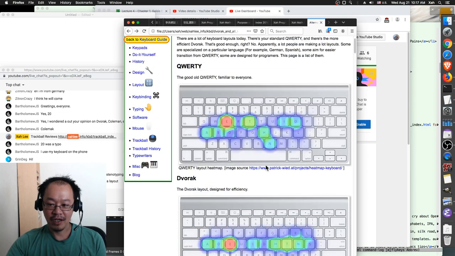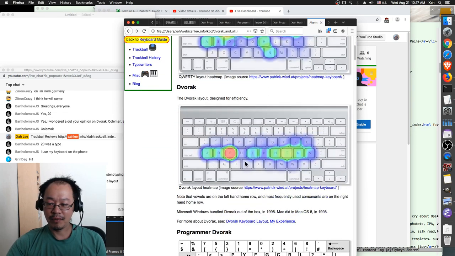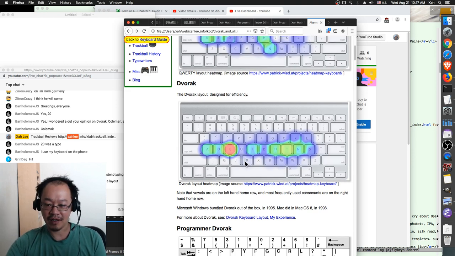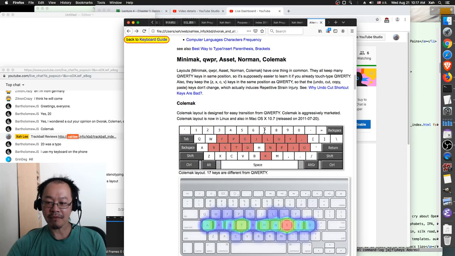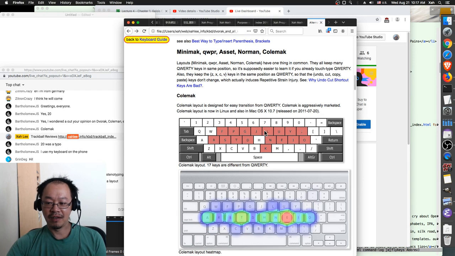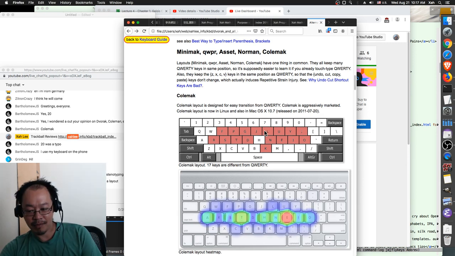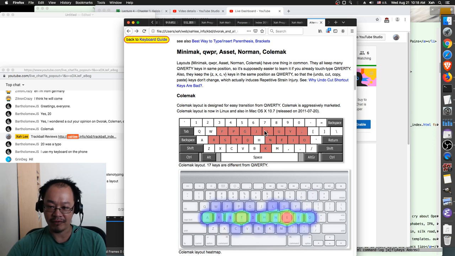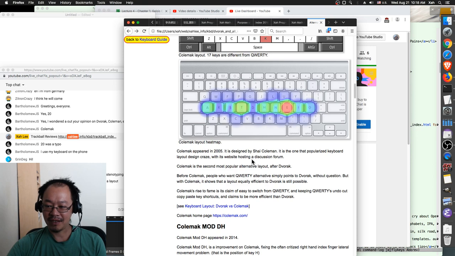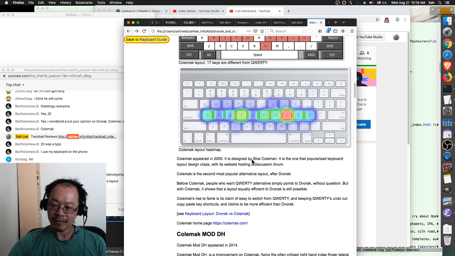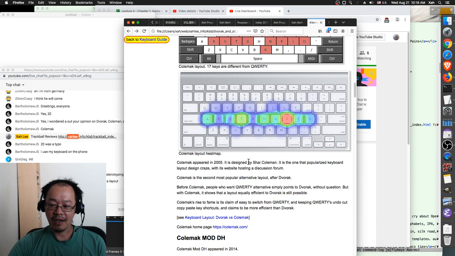So for English, Dvorak is one of the most efficient layouts, but it's not the only one, because since about 20 years ago, a lot of people have created many alternative layouts. Each one of them claims to be efficient. Some of them claim to be even more efficient than Dvorak. For example, one of them is Colemak. I don't like Colemak in general, but anyway, it's up to you to decide.